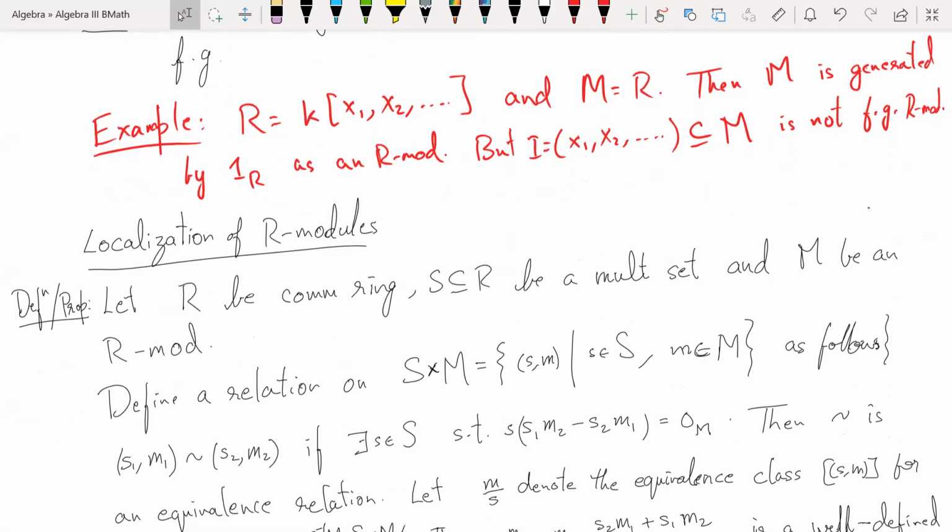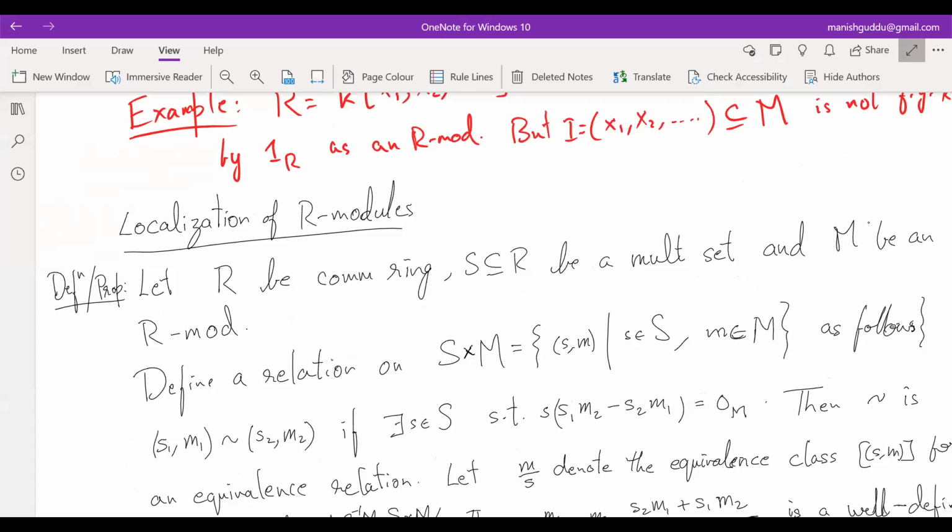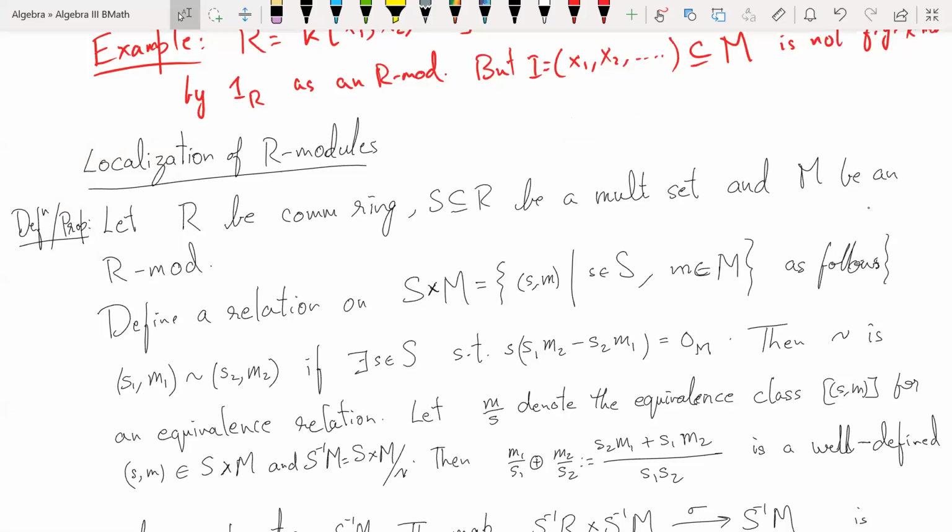It goes more or less in the same way as localization of rings, so we'll have to define things in a somewhat similar way. Let R be a commutative ring and S be a multiplicative subset of R. What does that mean? S is closed under multiplication and contains one. And M be an R module.